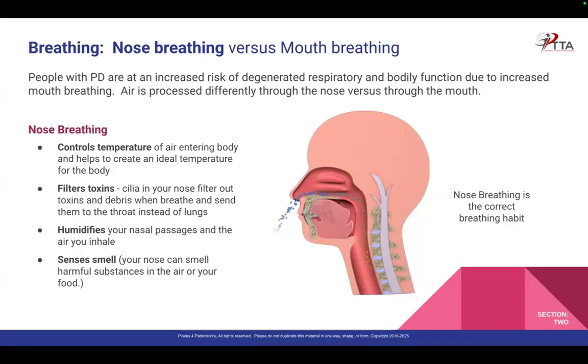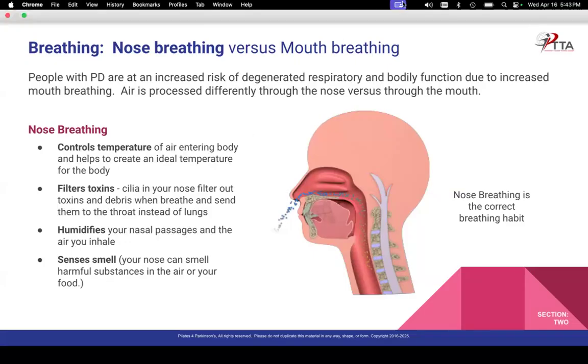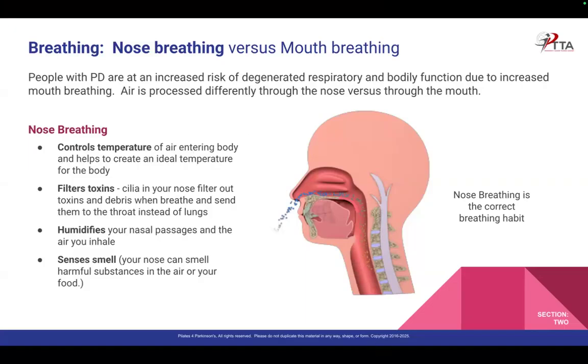Now, this really isn't as relevant to a person who has Parkinson's disease. And that's because one of the first symptoms, a prodromal symptom of Parkinson's, is loss of smell. So most of them can't smell very well or at all to begin with.